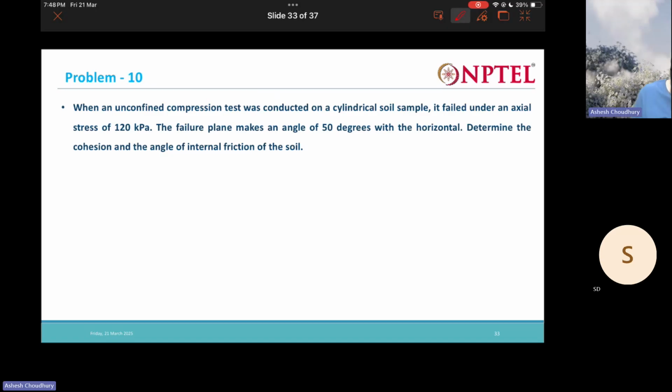A compression test was conducted on a cylindrical soil sample. It failed under an axial stress of 120 kPa. The failure plane makes an angle of 50 degrees with the horizontal. Determine the cohesion and the angle of internal friction. Okay, this is also simple. UCS test values are given.